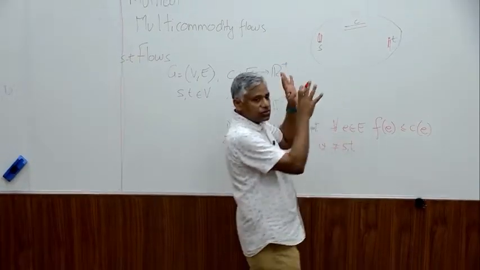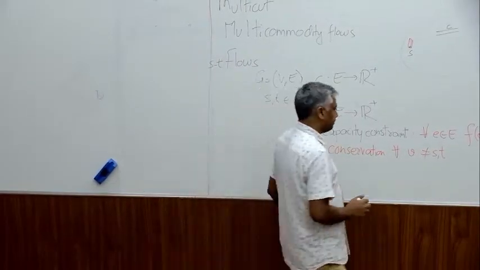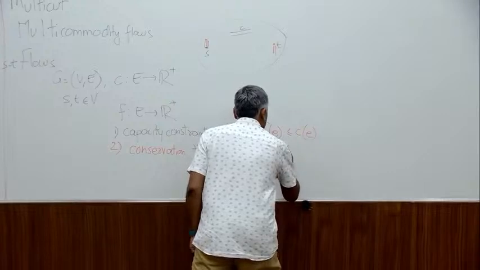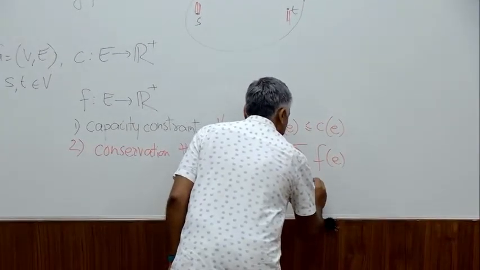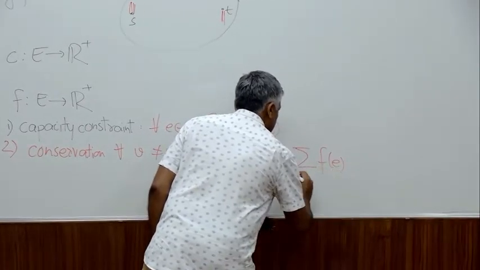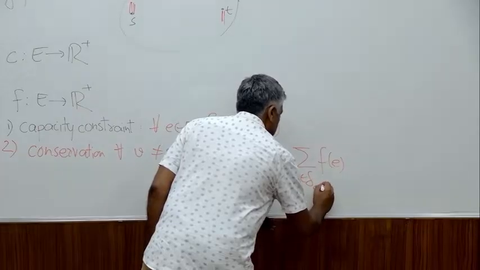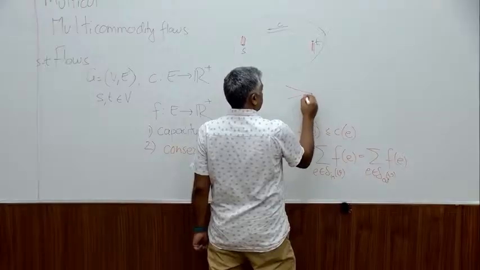At S and T there is no conservation, right? New stuff is coming in at S, and at T stuff is going out. For every other vertex v, the summation of f(e) for e belonging to delta-in(v) equals the summation of f(e) for e belonging to delta-out(v). What is delta-in and delta-out? Well, you can imagine what it is, right?